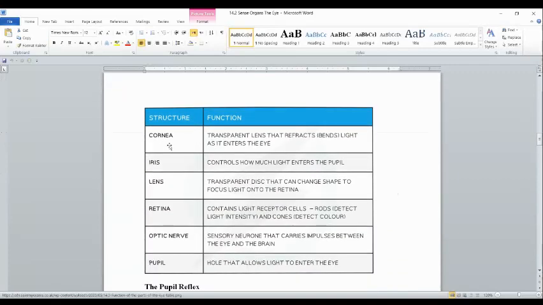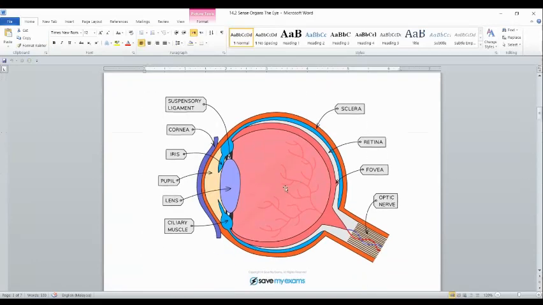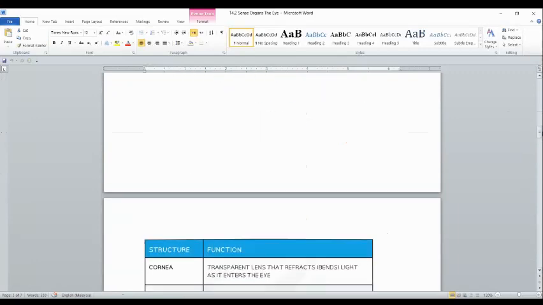The job of the cornea is to be the transparent layer that refracts light as it enters the eye. So in the cornea, refraction happens. That is its job. It bends the light inward, so it lets it pass through the lens, not scattered or reaching other parts.